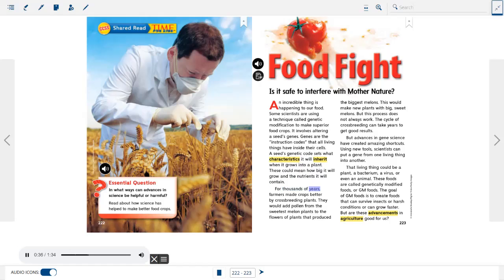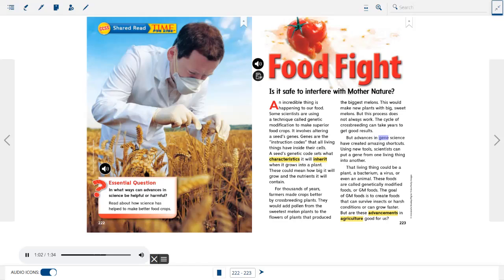For thousands of years, farmers made crops better by crossbreeding plants. They would add pollen from the sweetest melon plants to the flowers of plants that produced the biggest melons. This would make new plants with big, sweet melons. But this process does not always work. The cycle of crossbreeding can take years to get good results.